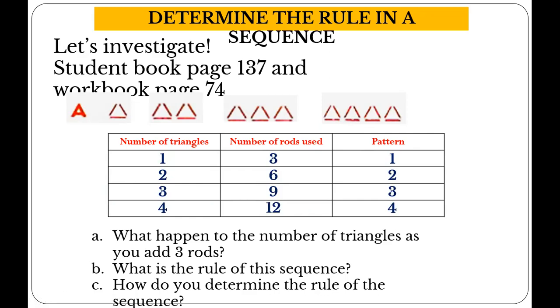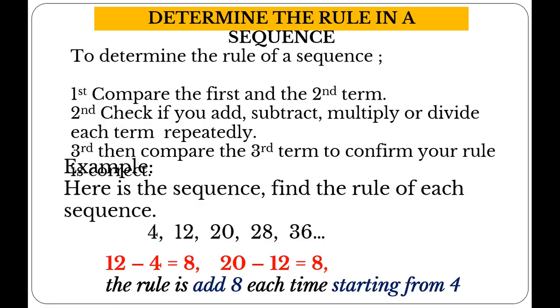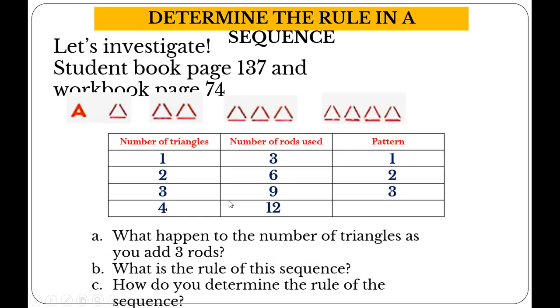So each pattern will have one additional triangle. Okay? So this will become 5 and then again, the number of triangles is increasing by 1. What is the rule of this sequence? How are we going to find the rule again?